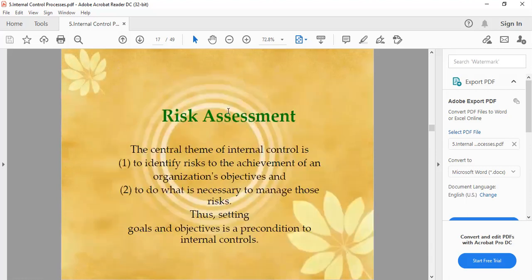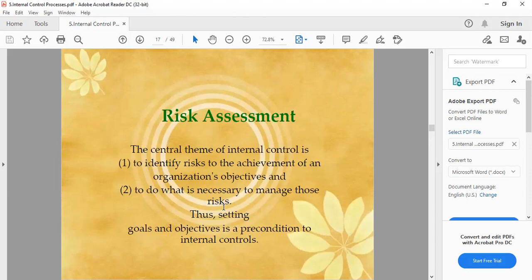Then the second interrelated component is risk assessment. In here, the central theme of internal control is to identify risks to the achievement of an organization's objectives. There are the so-called business risks, which would mean the risks, the chances that the organization would be unable to achieve its business goals and objectives. So there are risks involved to that.